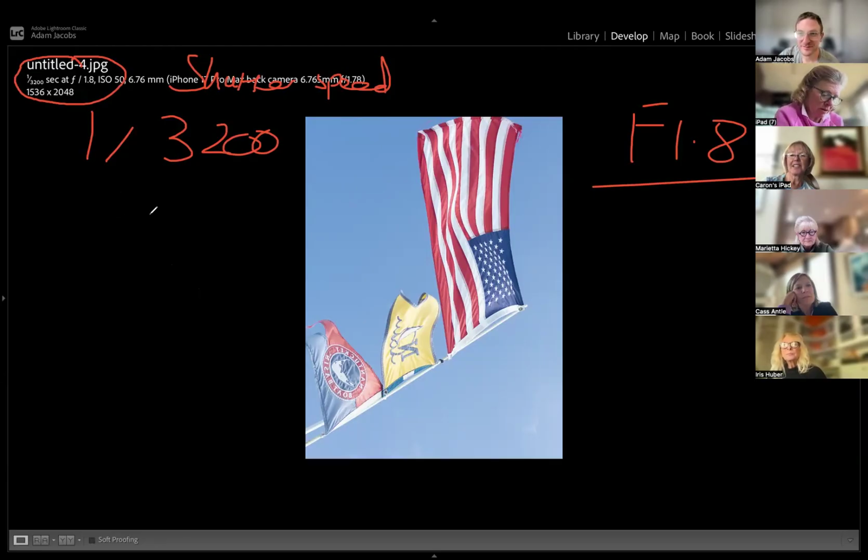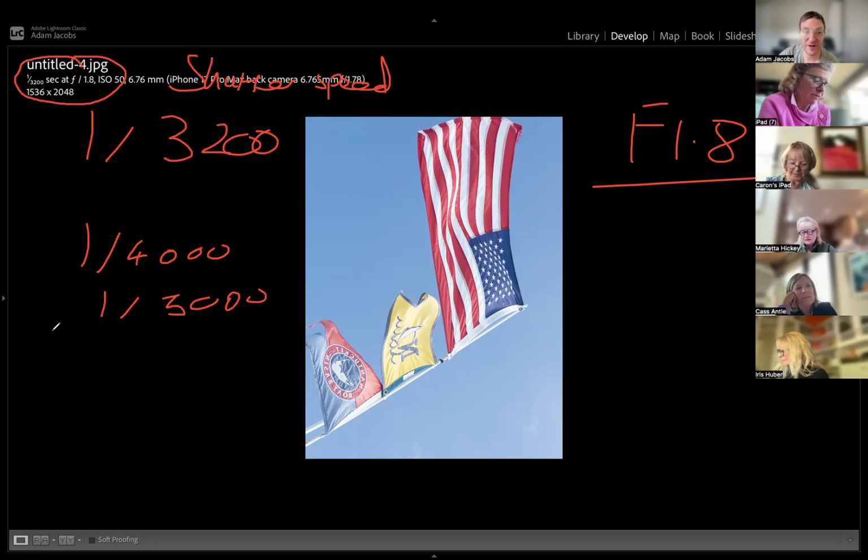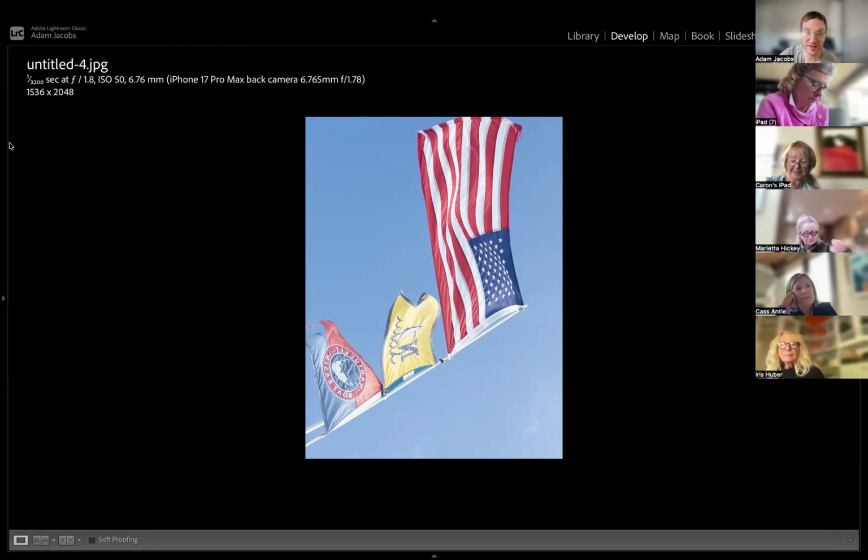I would speed it up. You would speed it up, correct. So you'd go to the left on your Lightroom app. You'd make this 1 over, let's say, 4,000, 1 over 5,000. That would make this photo be correctly exposed.